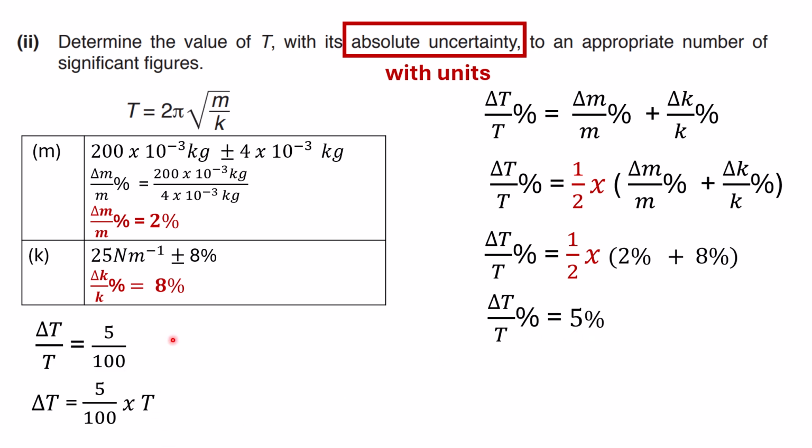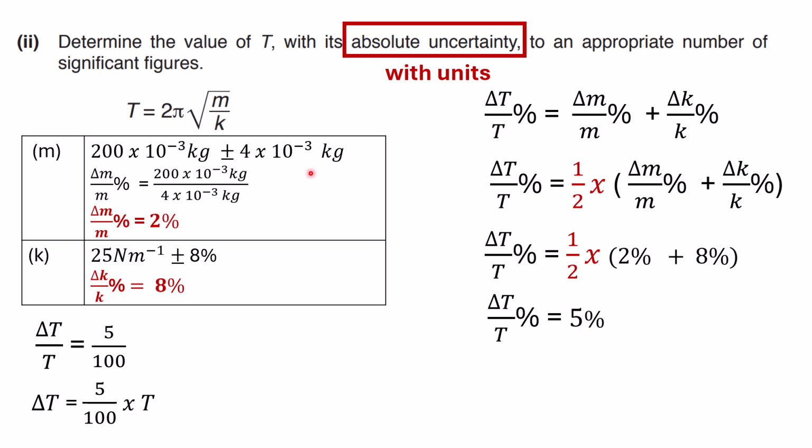Now we are going to proceed with calculating the absolute uncertainty. How do we do that? Now we need to remove this percentage. Now this is called fractional uncertainty. This here, when it's showing percentage, is called percentage uncertainty.